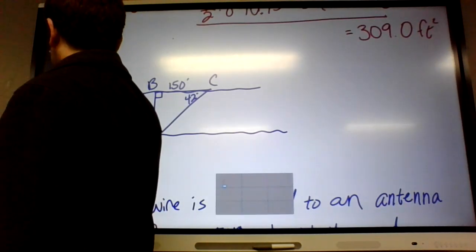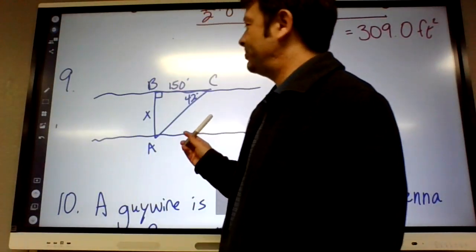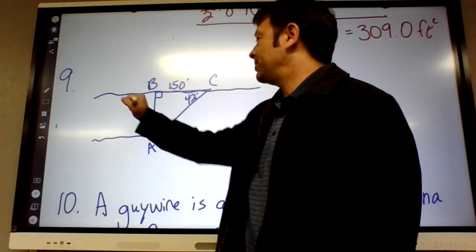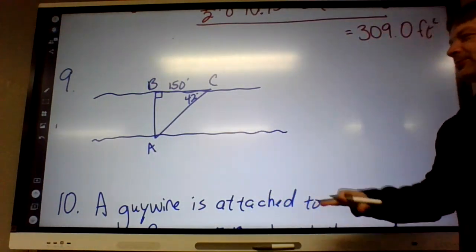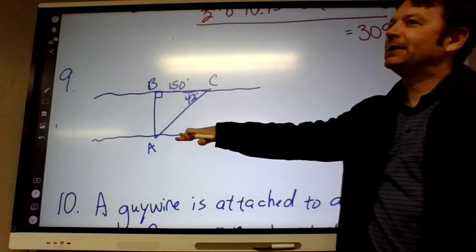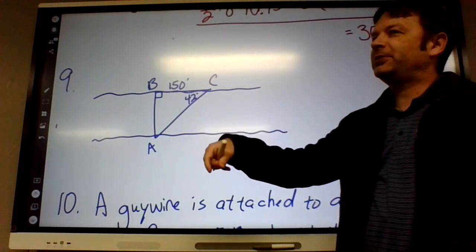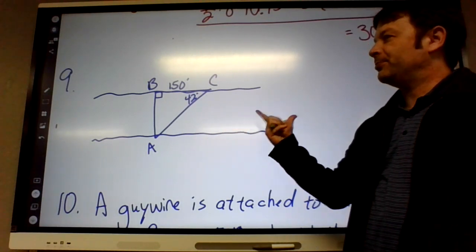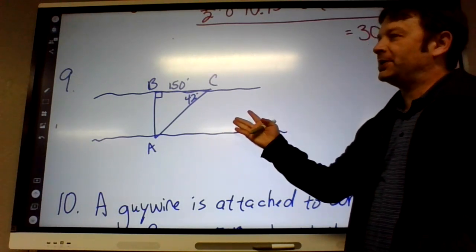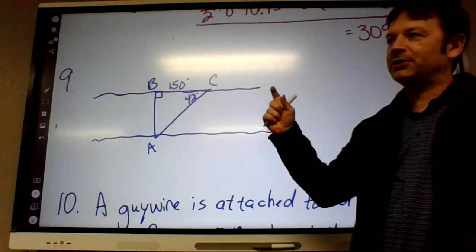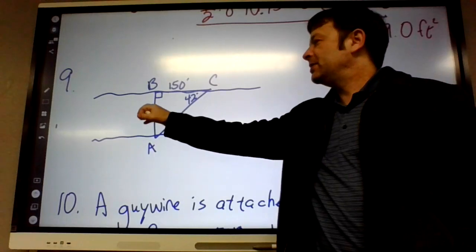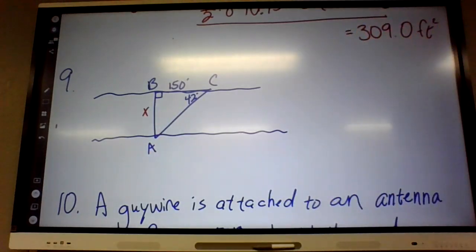Number 9, this one is supposed to be a word problem, but they drew the picture for us, and the word problem just says, well, what do you guys think this is a picture of? A river, yeah. And the picture shows it, so we don't really need one. They wrote a word problem, but then they drew the picture, and then the question is, how far across the river is it? So what are we looking for? We're looking for BA.